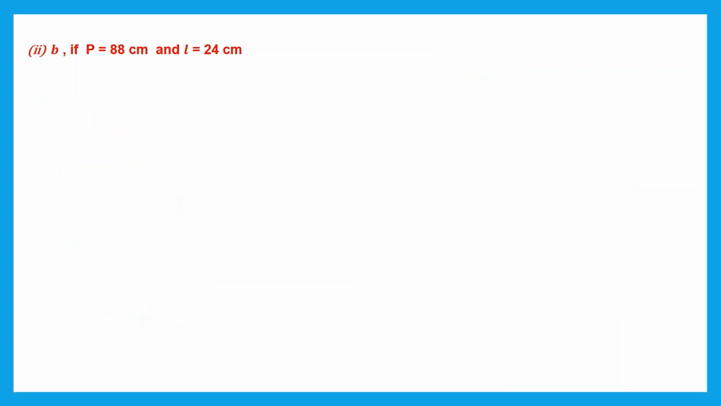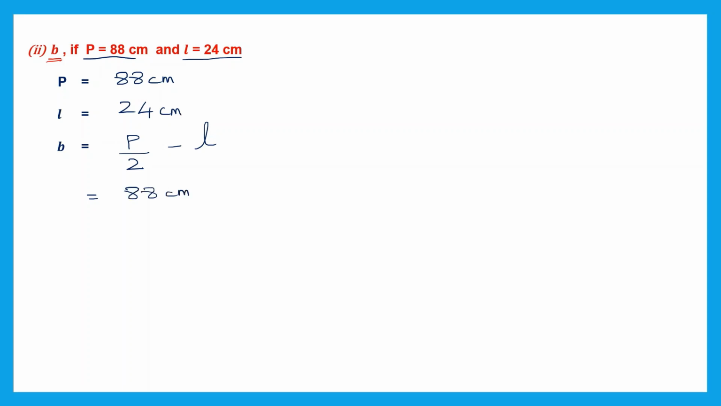Question 2, find B. So here we have to find B, and what is given to us? The perimeter is given to us and the length is given to us. So let's begin. Perimeter given to us is 88 centimeters, and what else is given to us? Length is given to us, 24 centimeters. Now we are asked to find the breadth, and the formula is perimeter divided by 2 minus length. Okay, so let's substitute the values. Perimeter is 88 centimeters and we are going to divide this by 2 minus the length, 24 centimeters.